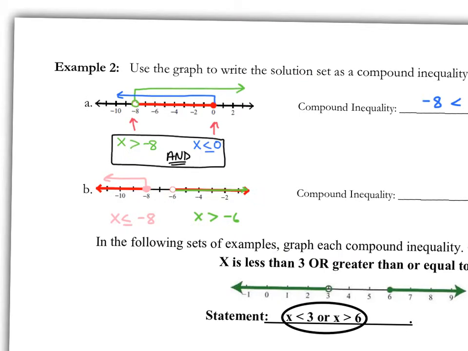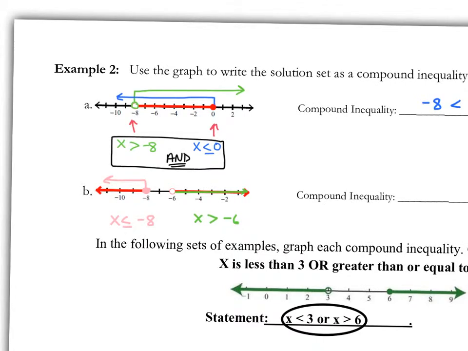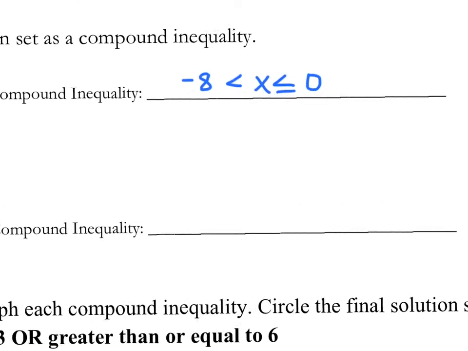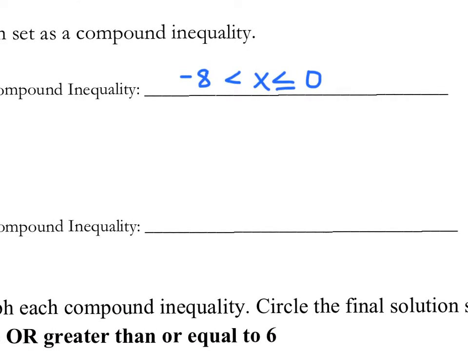Now I have to also realize that this is an OR problem, again, because the arrows are not overlapping, yet they're still shading. So if they're still shading and there's no overlap, that means it's a definite OR problem. So this one we said was x is less than or equal to -8, or x is greater than -6.